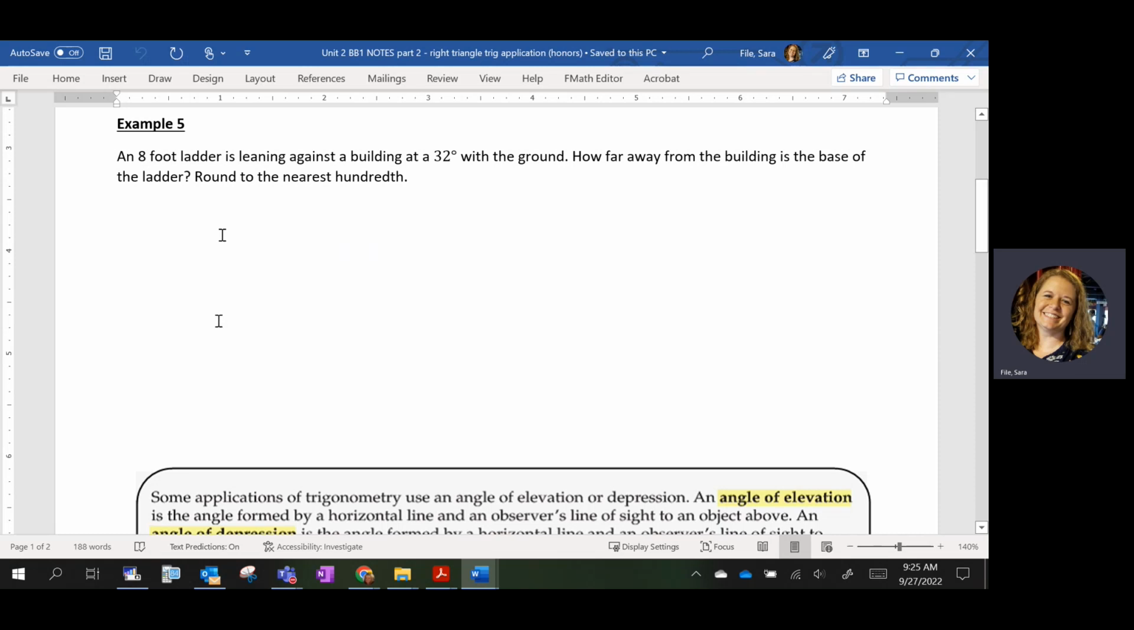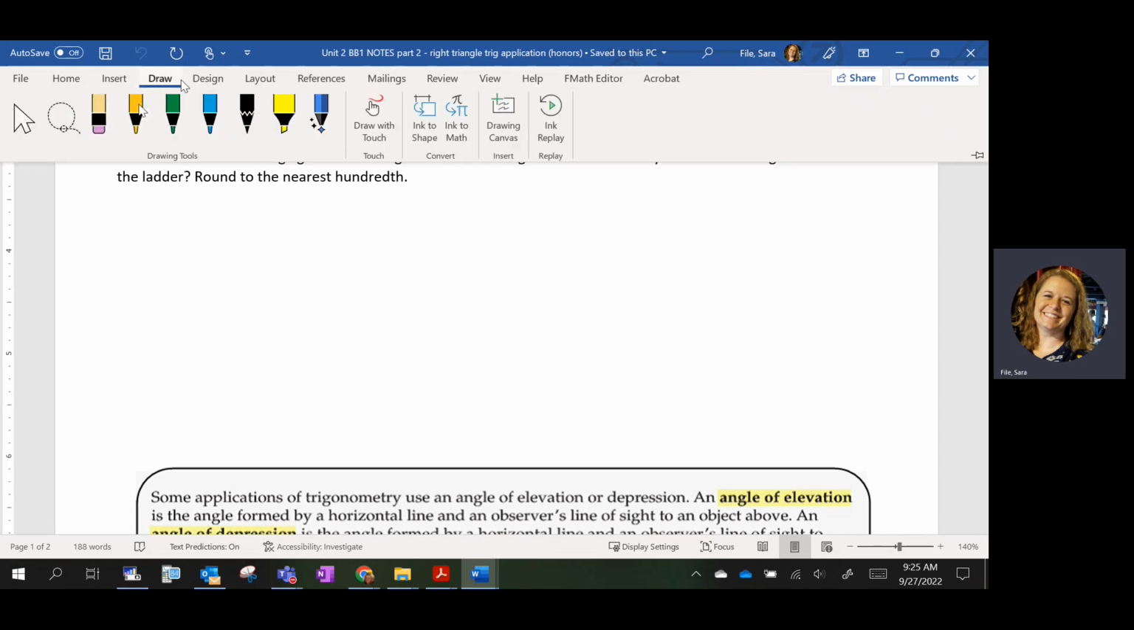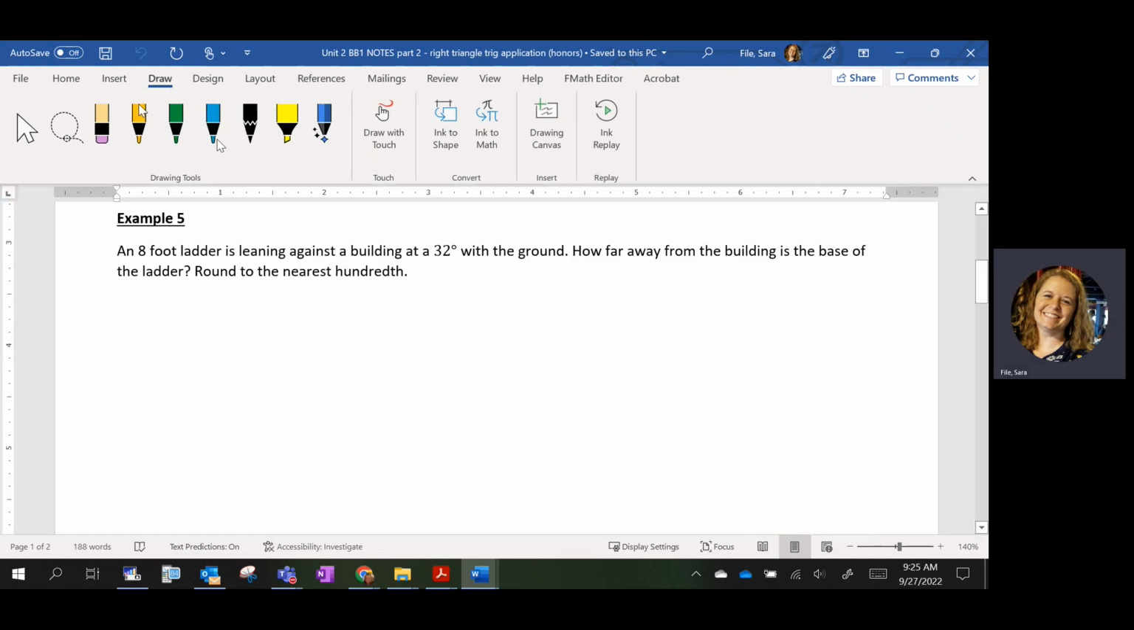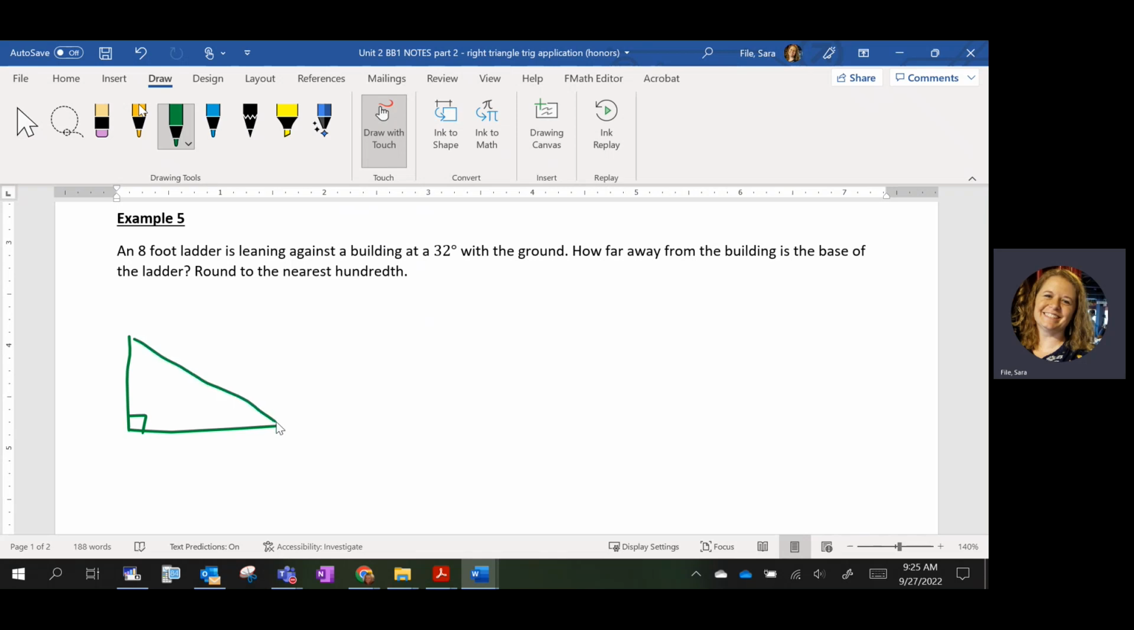So in this first one, we are told that an 8-foot ladder leans against a building at a 32-degree angle with the ground. How far away from the building is the base of the ladder? So we've got a building that will be your vertical segment, and then the ground. The building and the ground make a 90-degree angle, and then your ladder is leaning here.